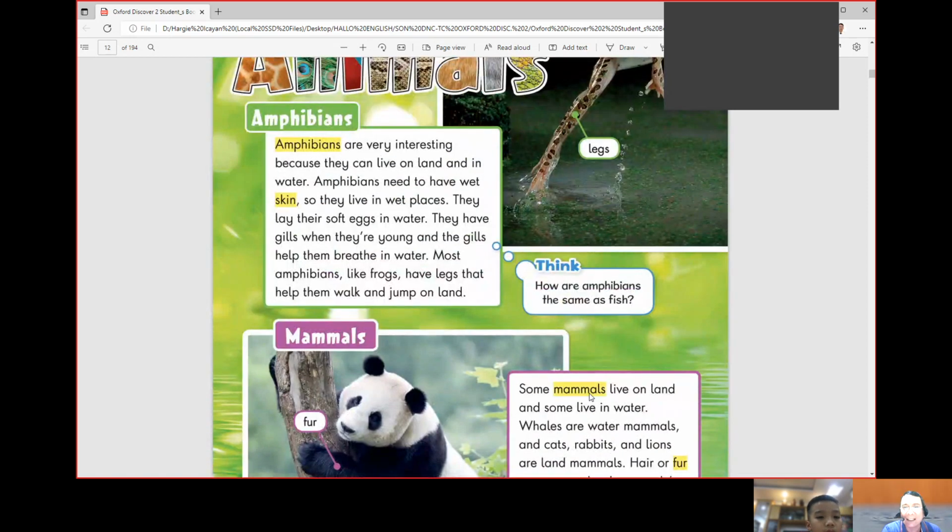Now, before that, can you tell me about amphibians before moving on to the mammals, so that we can identify the difference between amphibians and mammals? Amphibians can live on land and in water.